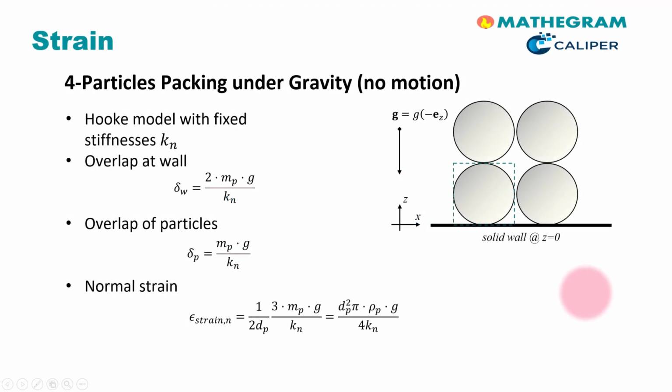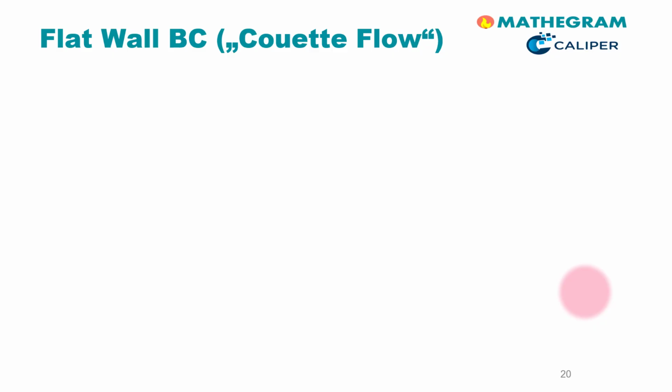Let us now have a brief look at boundary conditions in DEM-based simulations. First, we consider the simple and most obvious boundary condition of a flat wall. This is a boundary condition that one would use in a Couette flow arrangement, i.e. the flow of a material between two walls with different wall velocities.